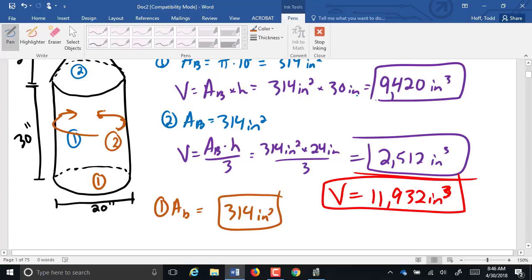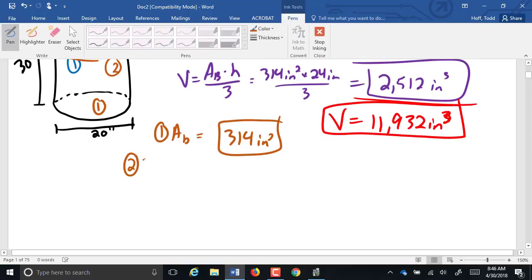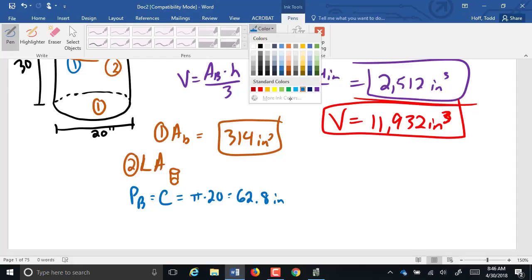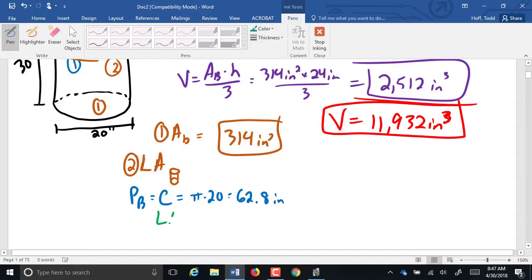That is a rectangle, and for lateral area, I used to do LA with a little cylinder drawn next to it there. For lateral area, you need the perimeter of the base. The perimeter of the base, since it's a circle, is just the circumference of the circle, which will be pi times 20, which is going to be 62.8 inches. So the lateral area is the perimeter of the base times the height.